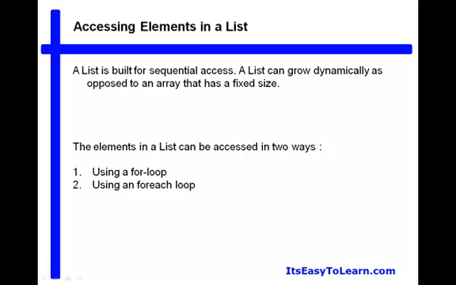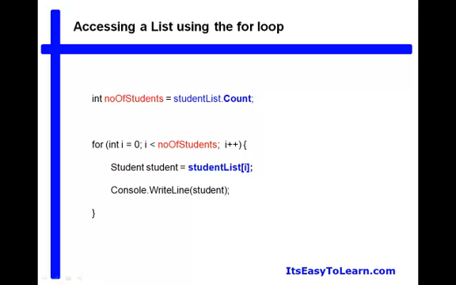A list, like an array, is built for sequential access. A list can grow in size, whereas an array cannot. The elements in the list can be accessed in 2 ways. Number 1, using a for loop, or using a for each loop. Here is an example of accessing a list using the for loop. First of all, we need to get the count of the elements in the list, and using an index, we increment the index by 1. The condition is the index should be less than the total number of elements in the list.